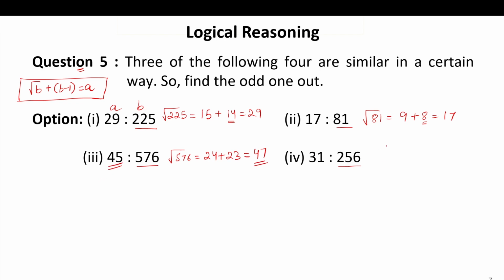Now let us check over here. Under root of 256 will be equal to 16. And if I add 15 into it, I'll get 31. So this is correct for option number 4 as well. It is different only for option number 3. Therefore, option number 3 will be the correct answer to this question. Clear?